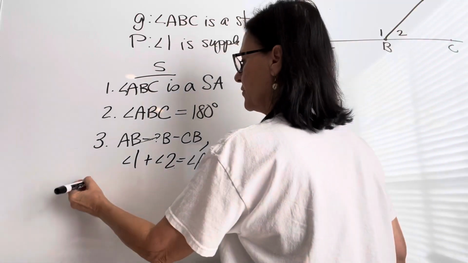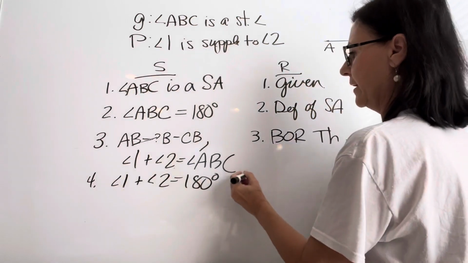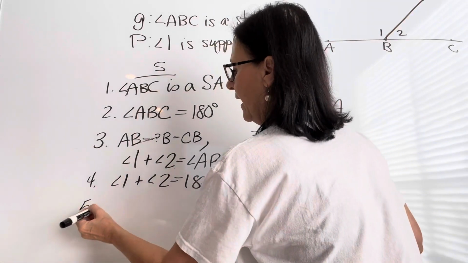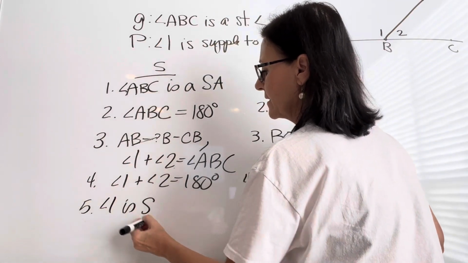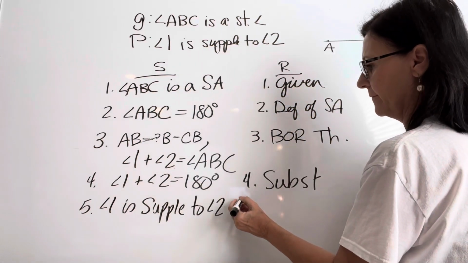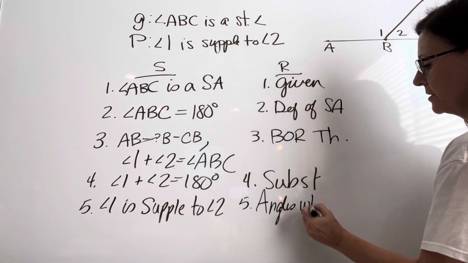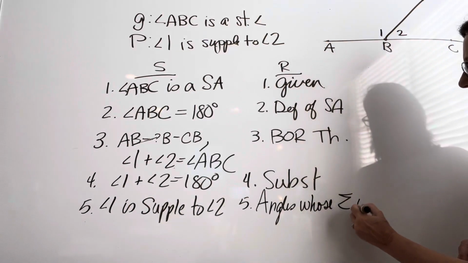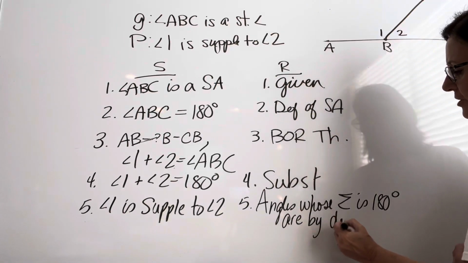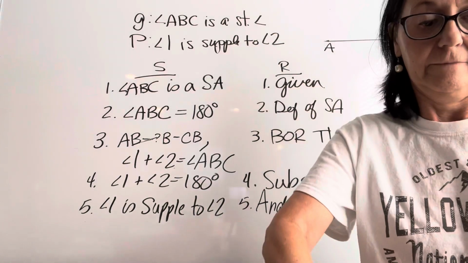And now I'm going to use the substitution. So angle 1 plus angle 2 is 180 degrees. That is substitution. And now I can say angle 1 is supplementary to angle 2. Why? I'm just going to say angles whose sum is 180 degrees are by definition supplementary angles. Okay?